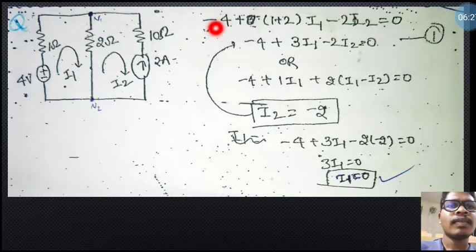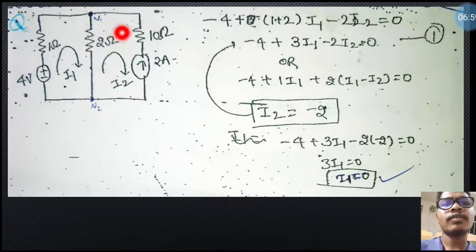So see the first equation by applying KVL only, that is Kirchhoff's voltage law. It is 4 volts, going from there to there. So minus 4 volts, then here I1 amount of current will be flowing across there, so I1 into 1, then I1 into 2. So this loop is completed, and another I2 current will flow from this side to this side, so that's why minus of 2 I2 here. So this is equation number 1.